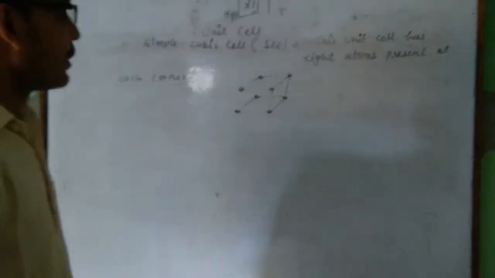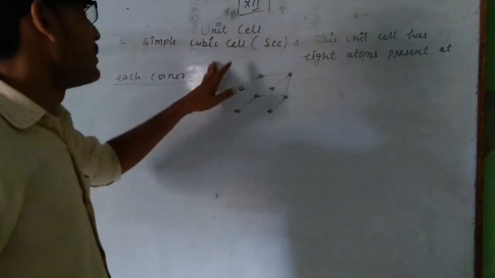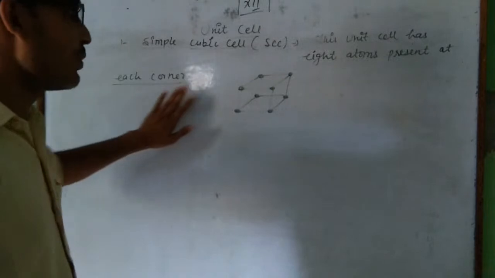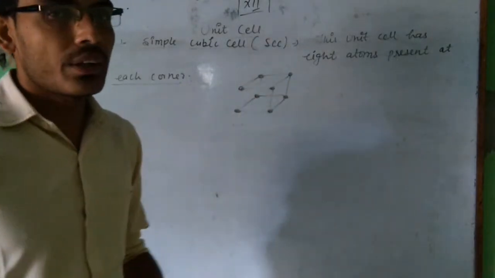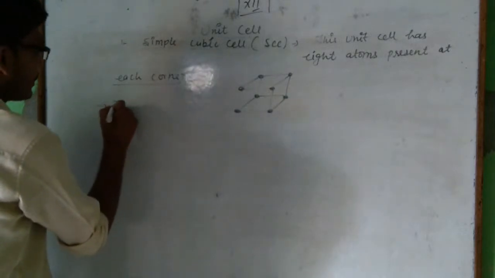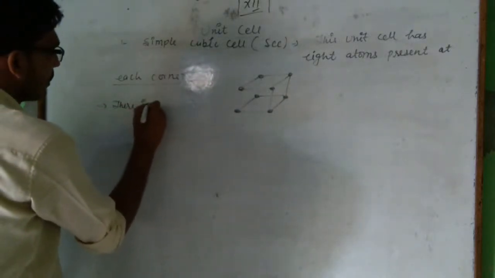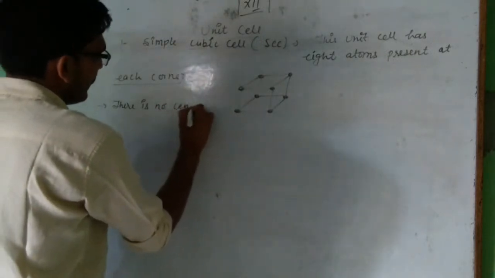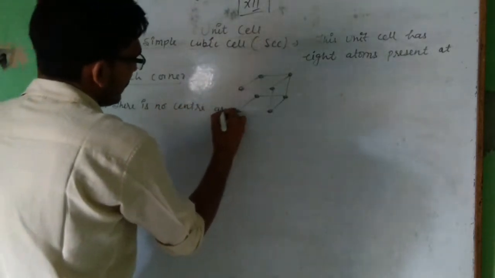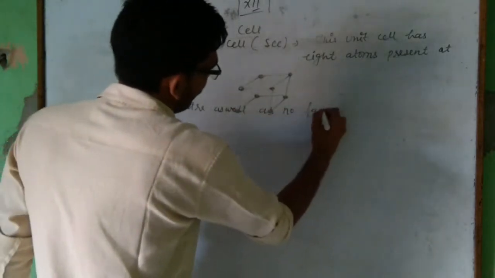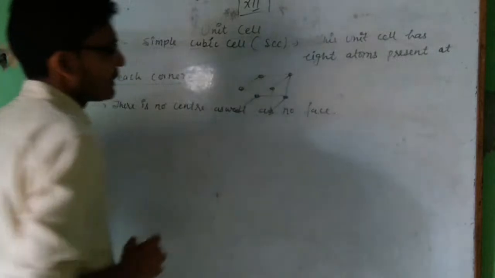So what is the simple cubic cell? The unit cell has 8 atoms present at each corner, and there is no center and no face present in these cells. There is no center as well as no face present in the simple cubic cell.